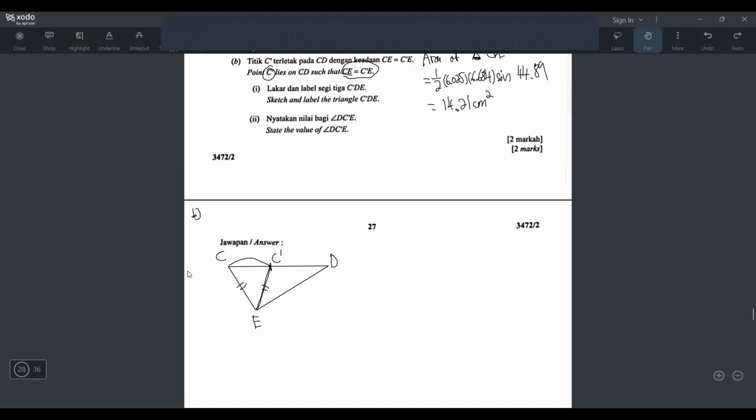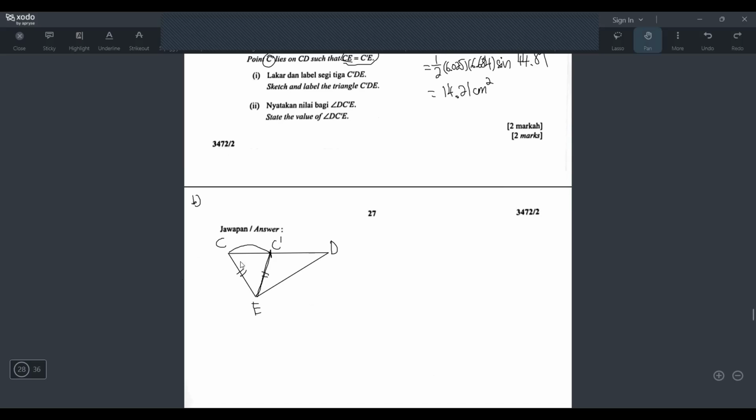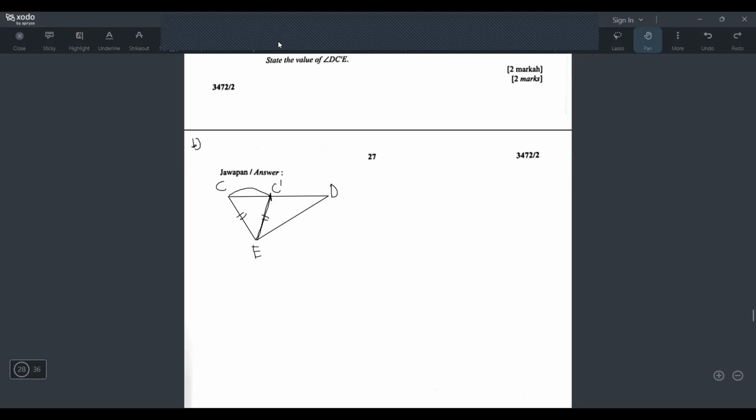Because if you move to the left, it's not possible, because the point will go here, and they already say the length CE has to be maintained. So the only way is to move to the right, and when you move until here, it forms an isosceles triangle. This is the only way to maintain the length here. So this is your answer. And then the other one, you have to change to a dotted line, because this one is the old one. So I will erase this line.